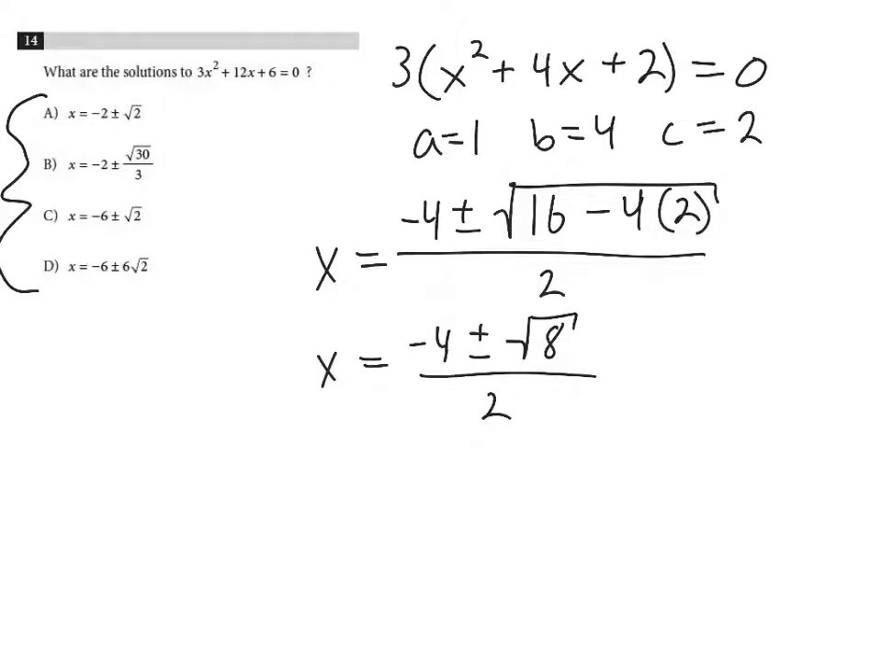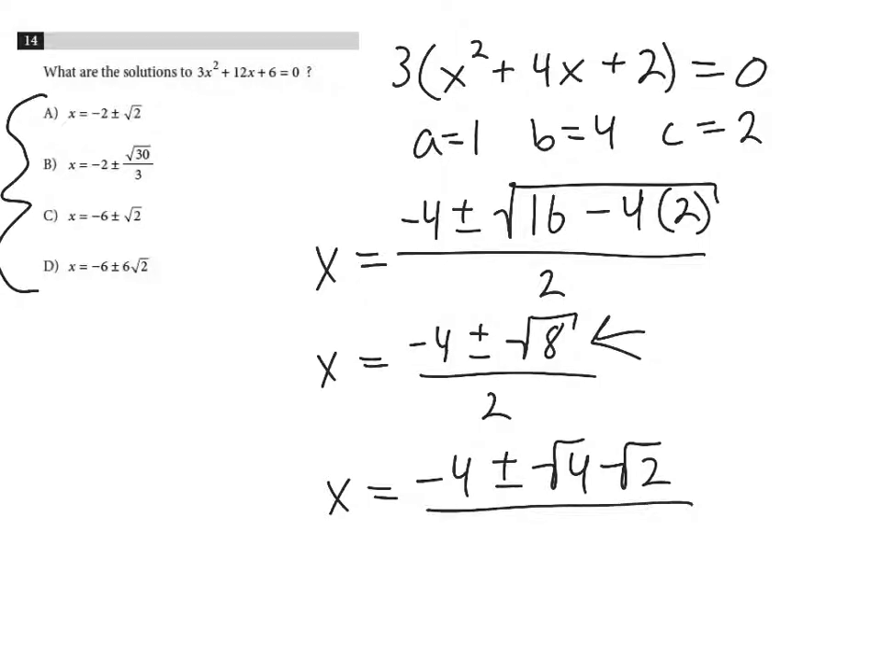Alright, well, that's not one of my solutions. I'm going to need to simplify this square root. And I can pull out a perfect square. Alright, so that's going to be negative 4 plus or minus the square root of 4 times the square root of 2 over 2. Okay, well, that's going to be negative 4 plus or minus 4 root 2 over 2.